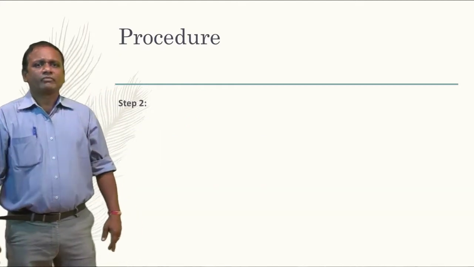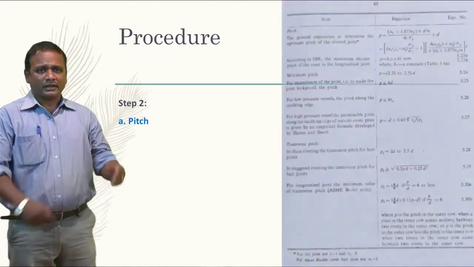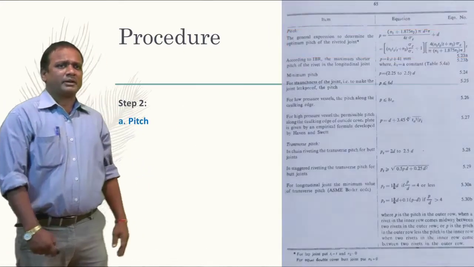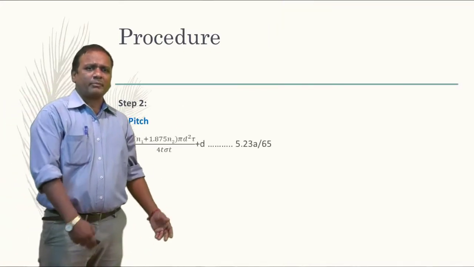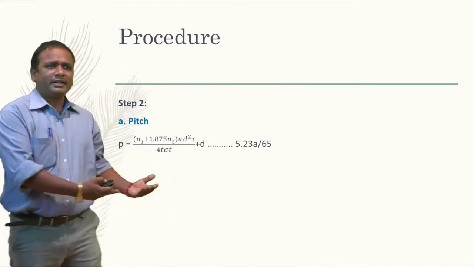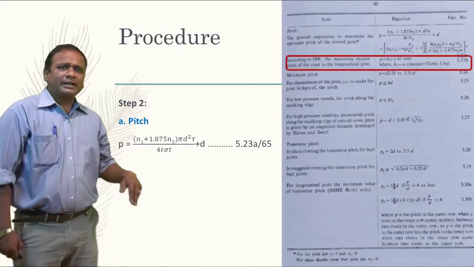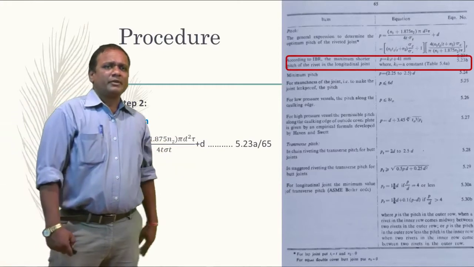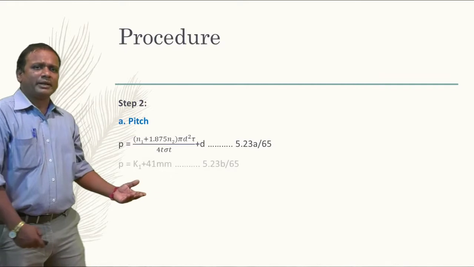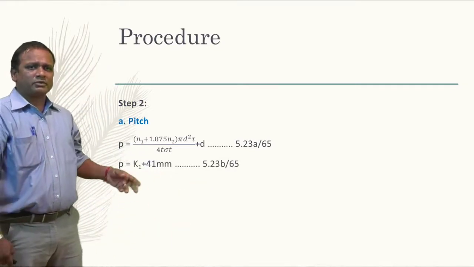Further, followed by step 2, now we will find the pitch of a rivet, what the pitch should be. The equation will again be from the data handbook, equation 5.23a on page number 65. You can see the D here; I will substitute the values and find the pitch. Another pitch we have is according to the standardization of the IBR, whose equation is 5.23b on page 65. In both I will substitute the values and find p.